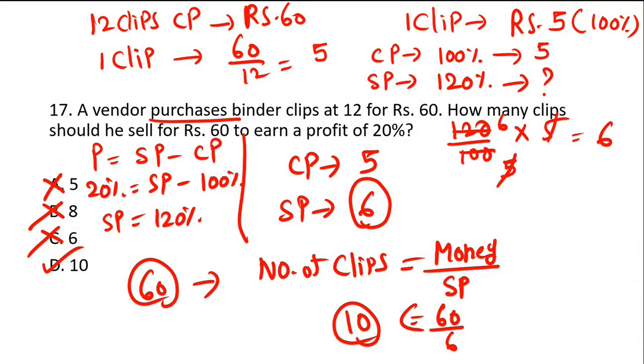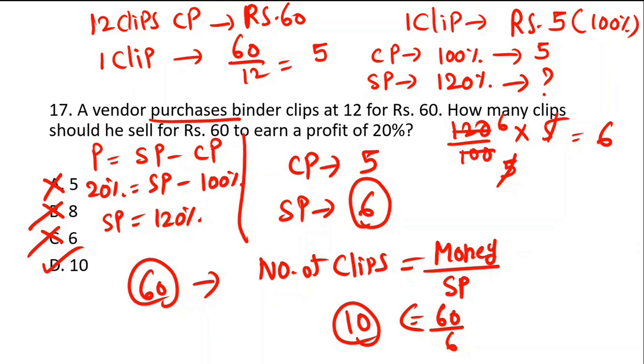Okay. Let me explain the question once again. Percentages and profit and loss questions are very important. So I could see very minimum responses for this question. Yeah, I'm repeating the question once again, guys. Let's concentrate on the same. Vendor purchases binder clips 12 for rupees 60. 12 clips cost price is rupees 60 means one clip cost price is 60 by 12, that is equal to 5 rupees. Okay. One clip cost is nothing but 5 rupees.